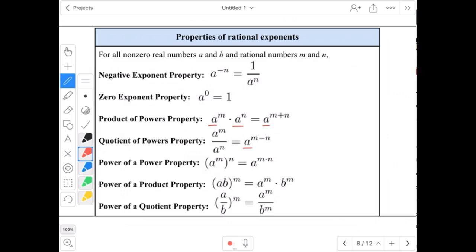That's the quotient of powers property. Power of a power property. So if you have an exponent and it's being raised to another power, you're going to multiply those. Power of a product, you can break those apart. Power of a quotient, you can break those apart and have everything raised to powers.